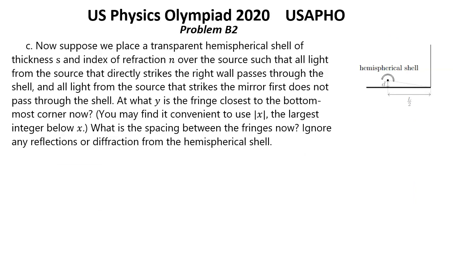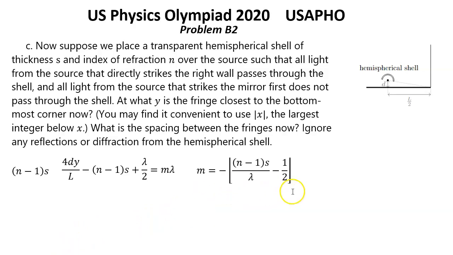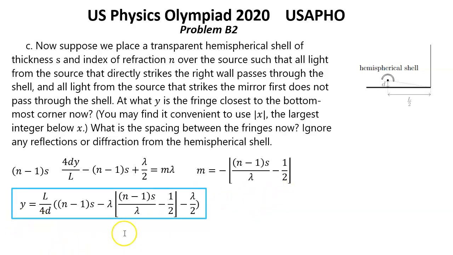Solution for question C. Now the optical distance between the source and spot y on the wall is increased by n minus 1 multiplied by s. Then we need this equation. To minimize y, we make m to be this one, then y equals this expression. And because n minus 1 times s is just an offset, the spacing between the fringes does not change. It means that the spacing is still lambda L over 4d. That was the solution for question C.